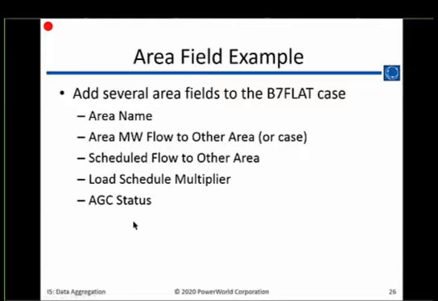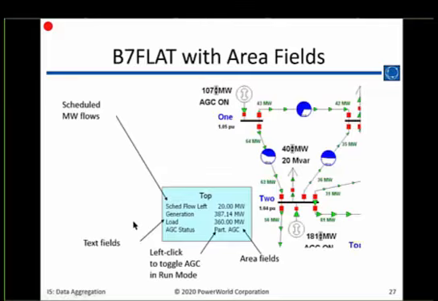Okay, so here's the area field example. Again, we did an interface field. I'll just kind of gloss over this, but this is an example on the 7-bus case. This is a background rectangle and then 4 different area fields. So how much flow is going from area top to area left, how much total generation is in area top, how much load is in area top, and what the AGC status of it is.